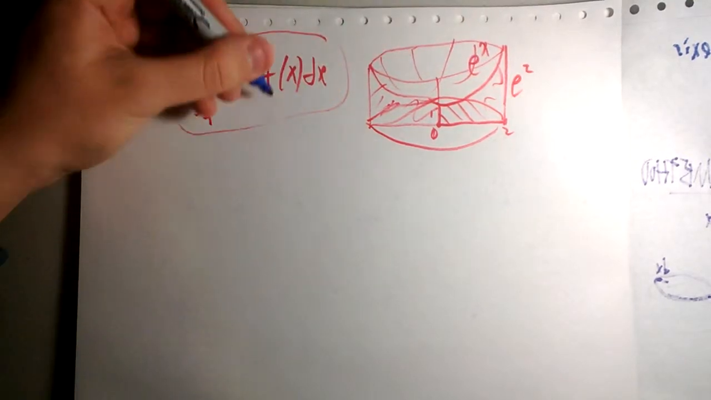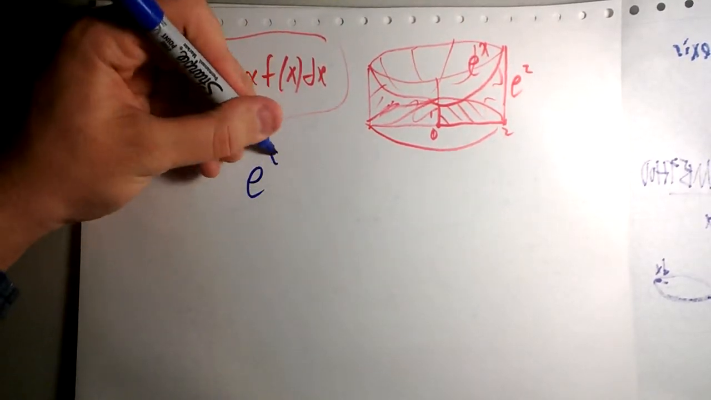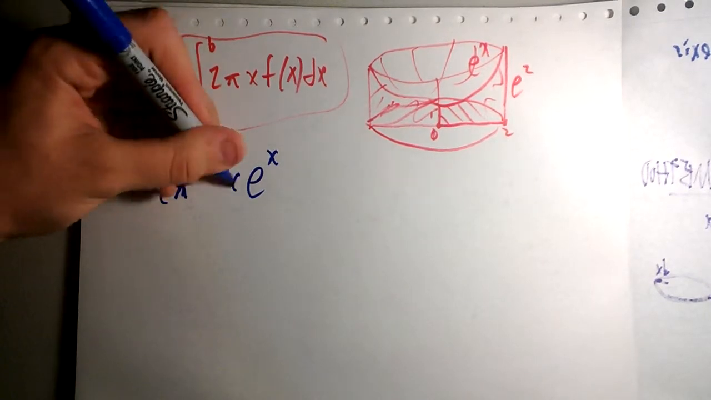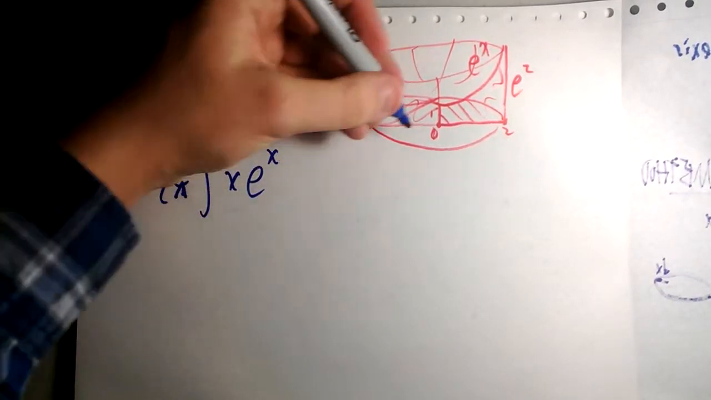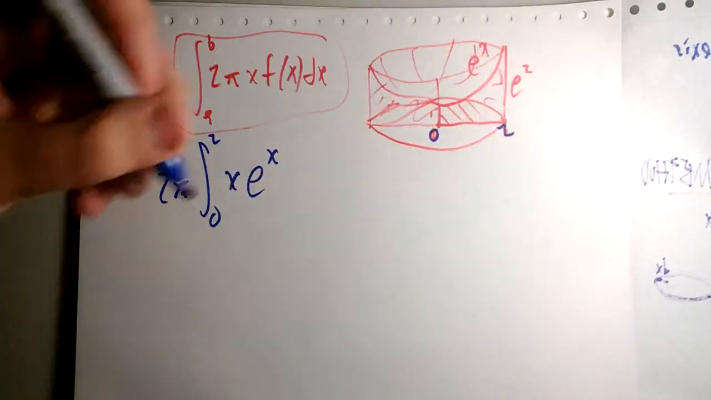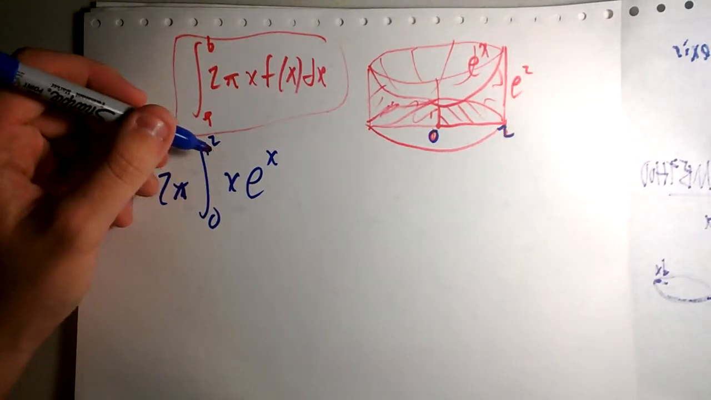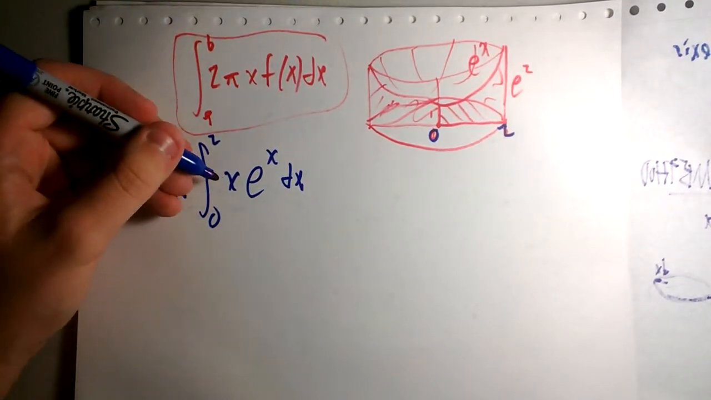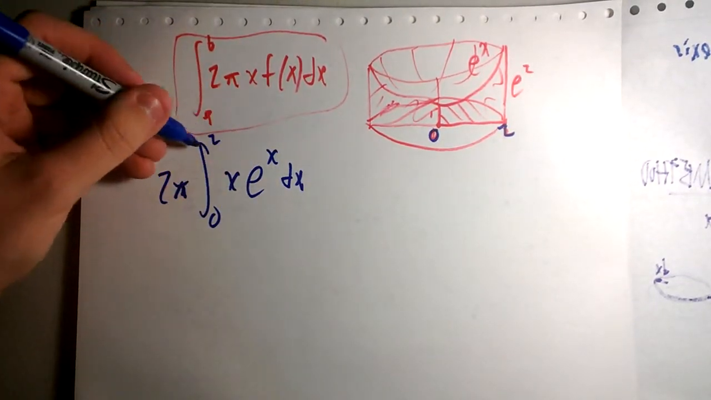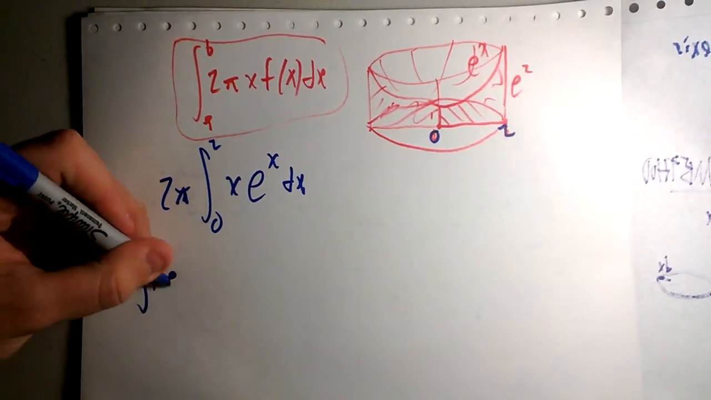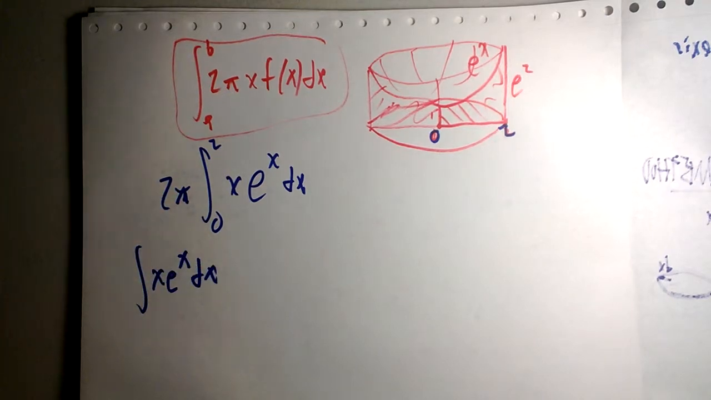So our curve is f of x equals e to the x. We have 2 pi, let's figure that out, and we have an x here, and we have it from 0 to 2. So the shell method tells us, oh, don't forget dx. So we just have to calculate the integral and plug in our bounds. So what is the integral of x e to the x dx?